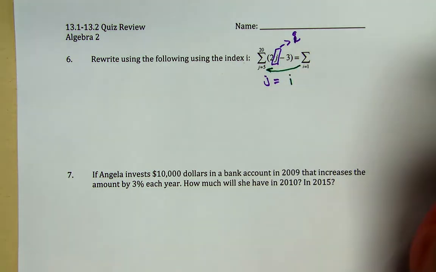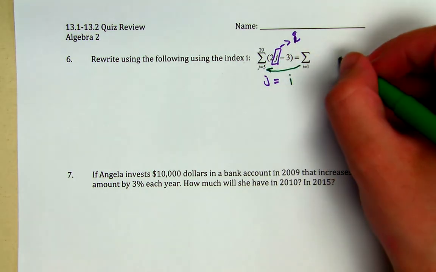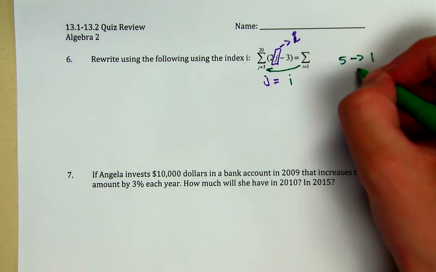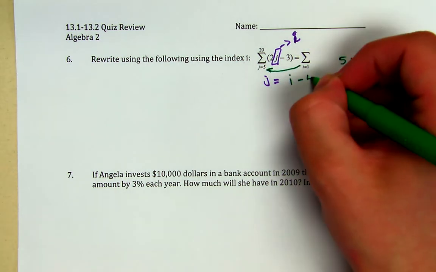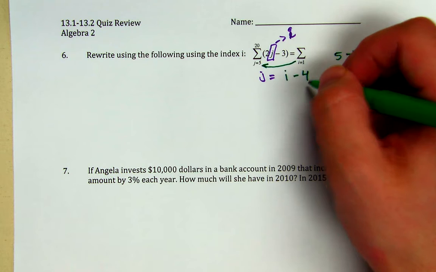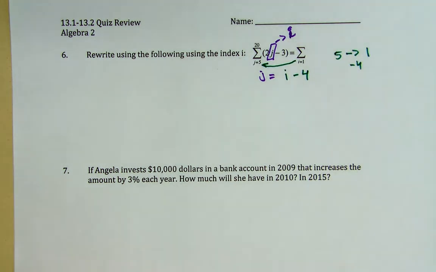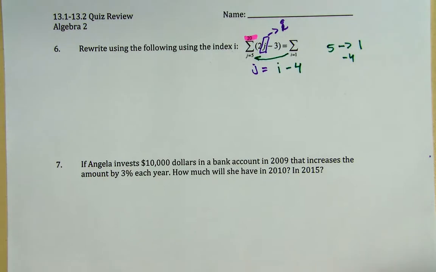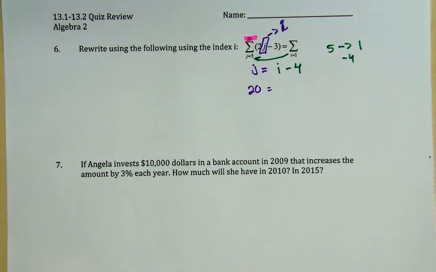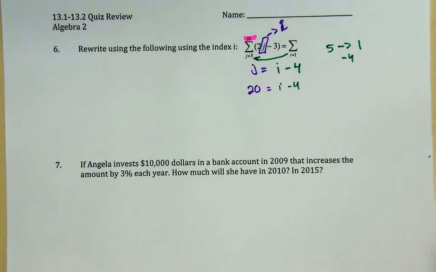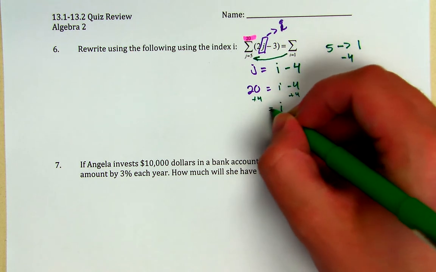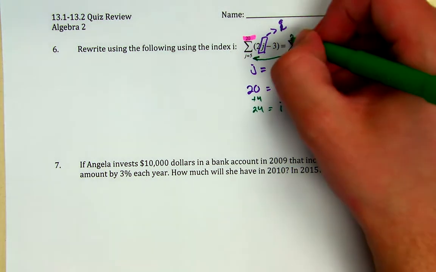So i, if I start at 5, and I want to go to 1, what do I need to do? Well, I need to subtract 4. So subtract 4 from it. Well, now I can use that to figure out what my new end point is. If that is 20, and that's j, then I have 20 equals i minus 4. Well, plus 4, then i equals 24. So that's my new ending point.